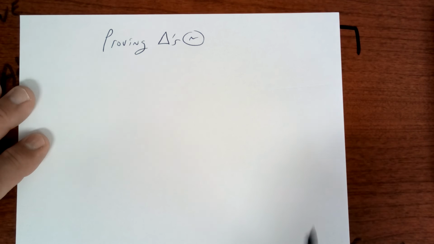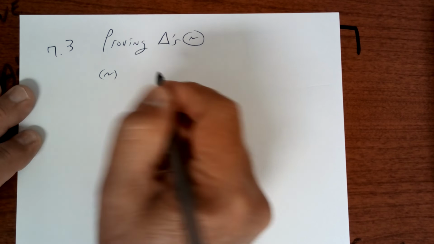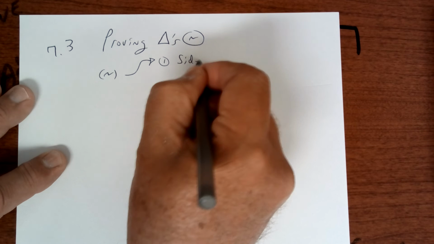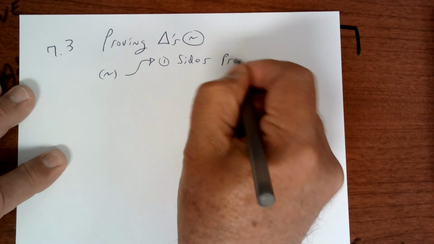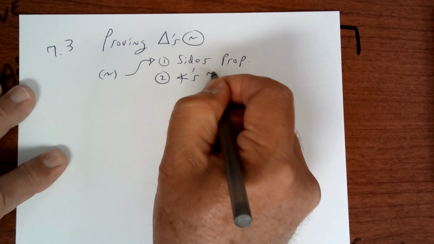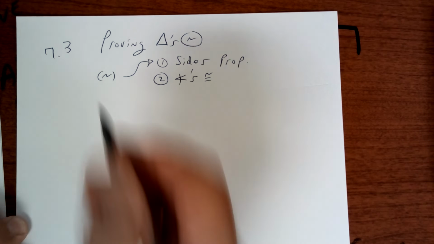So put 7.3 and put that little symbol. That symbol means two things. Number one, the sides are proportional. They're not equal. And number two, the angles are equal or congruent. Okay? So let's take a look at some of these. Let's take a look at this one right here. So draw this diagram.